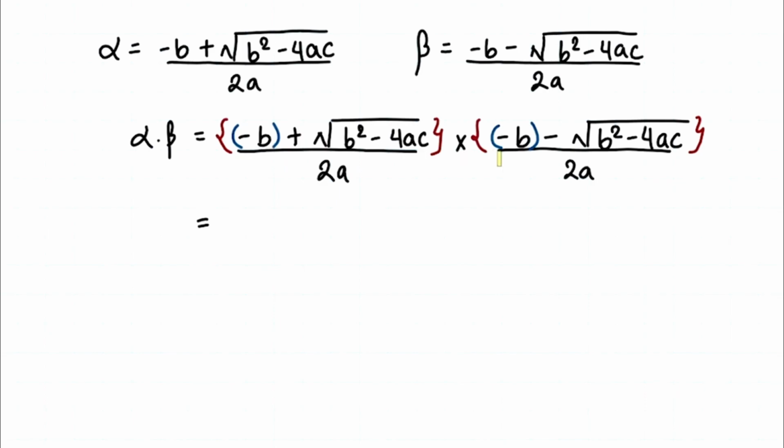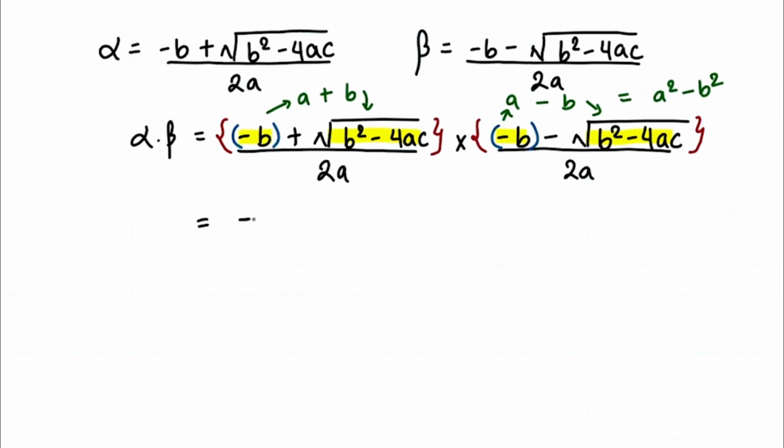Now to multiply these two things, first we are going to look at the numerator. Here we have minus b plus square root b square minus 4ac, and over here we have minus b minus square root b square minus 4ac. Now this is in the form of a plus b times a minus b, where our a is minus b. Whenever we have a plus b times a minus b, the formula is a square minus b square. So that's what we are going to do here by multiplying these two numerators.